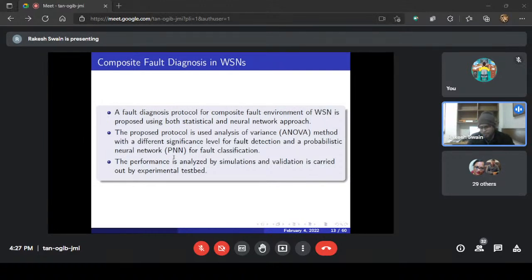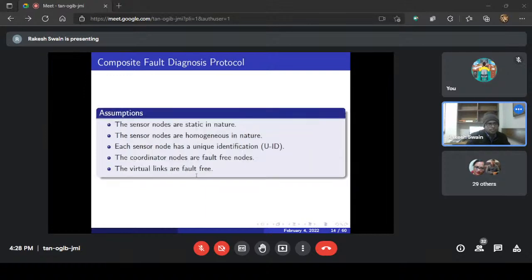This is one solution I will use, and there are different types of solutions. Here the performance is analyzed. Whatever the protocol is, it is analyzed by simulation, and the validation is also done on an experimental test bed for real-life applications.